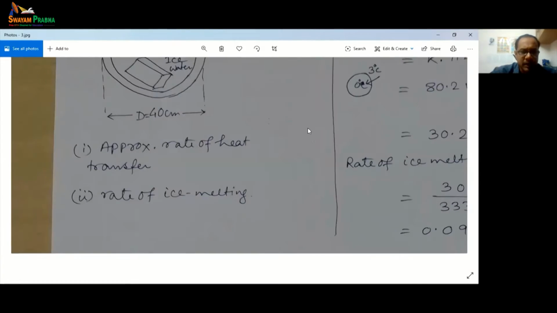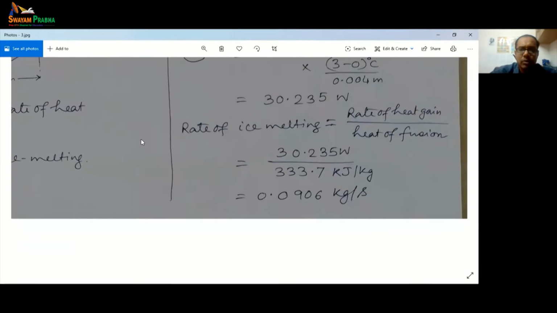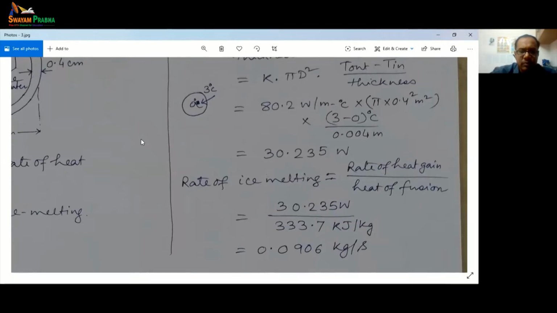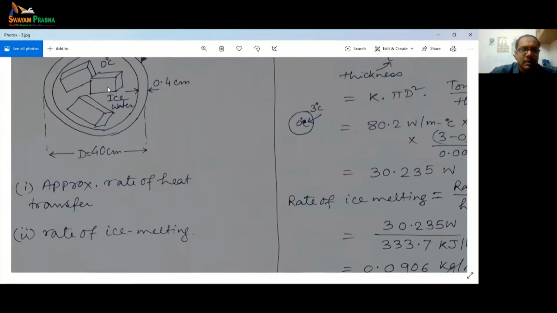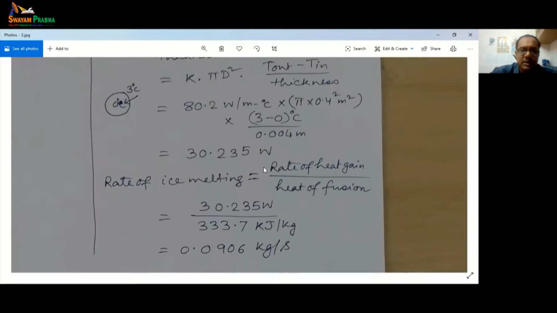Okay, now the next part of the question asked us what is the rate of ice melting. So now we know how much heat per unit time the ice water mixture is gaining. That heat will convert ice into water, right? So we need to know the heat required for a unit amount of ice to melt at the same temperature, and that is called the heat of fusion. So the rate of ice melting will be the rate of heat gain divided by the heat of fusion.